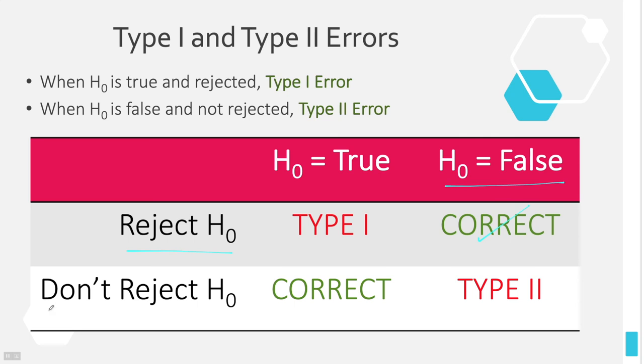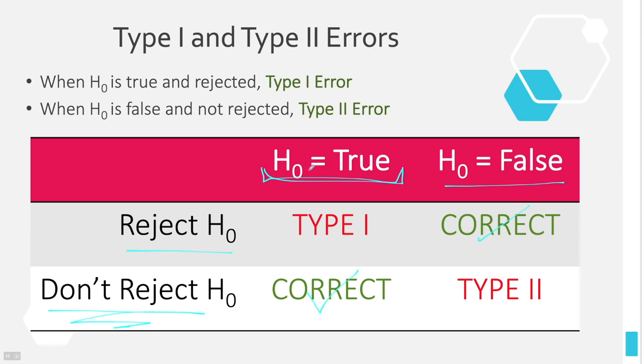And also, if we went through the hypothesis test process and we failed to reject, and it turns out that the null hypothesis is actually true and we failed to reject it, that was the right thing to do because it was true.